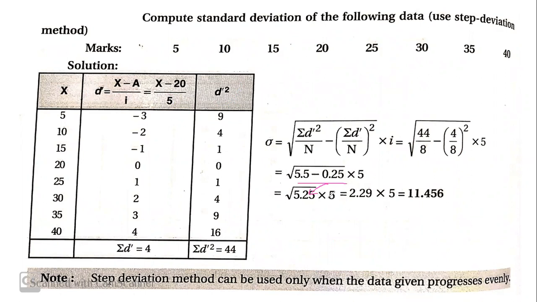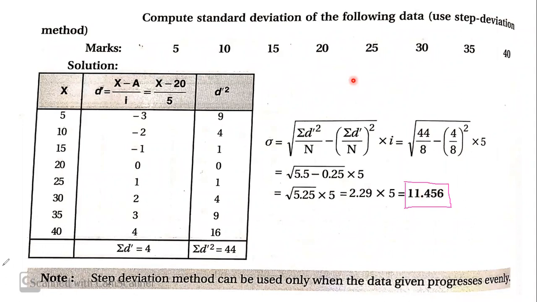Into 5 as it is. Now when you take the square root of 5.25, you get 2.29, into 5. So 2.29 into 5 will give you 11.456. So at the end, this is the standard deviation.